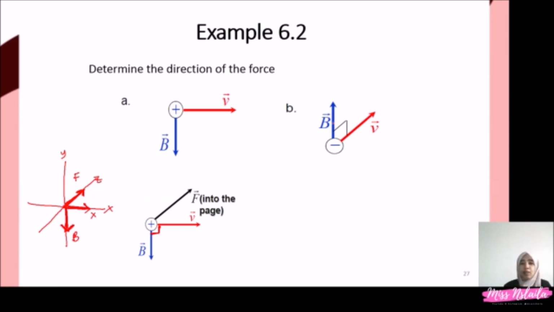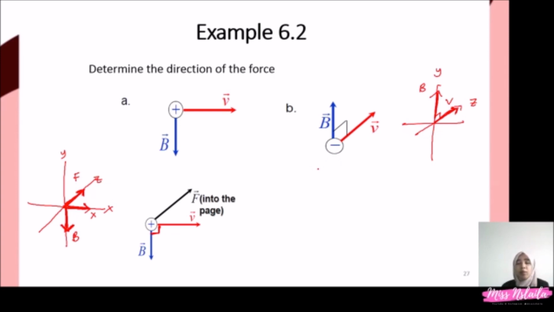Okay, question B. For this question, B is directed upward on y-axis. V is directed on z-axis, 90 degrees. Okay, so try to use your hand rule ataupun palm rule. Try to determine the direction of force. Remember that this is negative charge or electron.